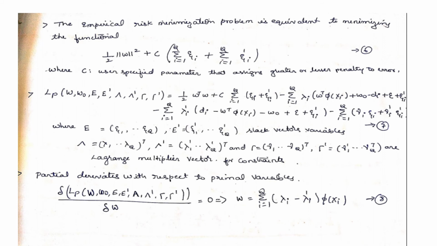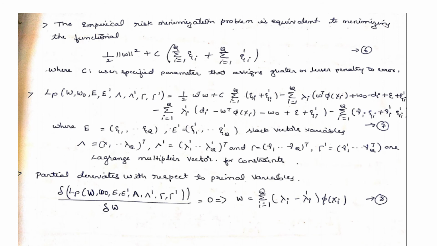So LP of w comma w naught comma xi comma xi prime comma lambda comma lambda prime comma gamma comma gamma prime will be equal to half w transpose w plus C summation i equal to 1 to Q of xi i plus xi i prime, minus summation i equal to 1 to Q lambda i of w transpose phi of xi plus w naught minus di plus epsilon plus xi i, minus summation i equal to 1 to Q lambda i prime into di minus w transpose phi of xi minus w naught plus epsilon plus xi i prime, minus summation i equal to 1 to Q of gamma i xi i plus gamma i prime xi i prime.